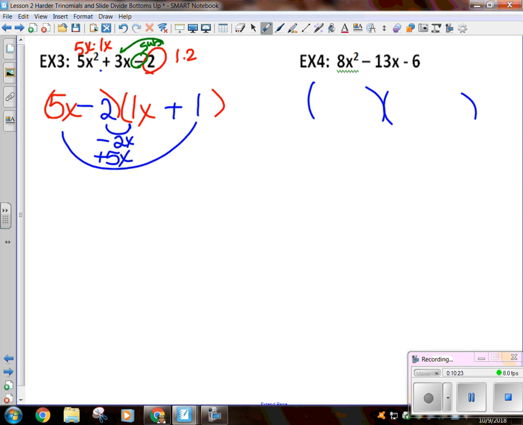Okay, some of you I know are probably ahead of me. What are some ways I can factor 8x squared? 4x and 2x. What else? 1x times 8x. What are some ways that I can factor 6? 1 times 6 and 2 times 3. So I actually have 2 ways to get the first and 2 ways to get the second. I don't remember the final answer. What do you want to try first?